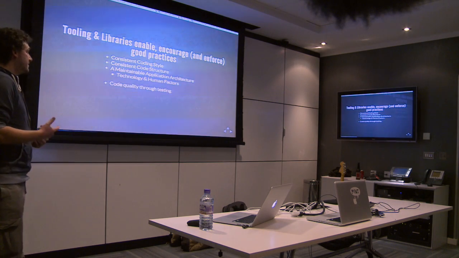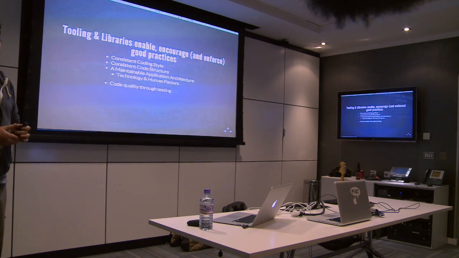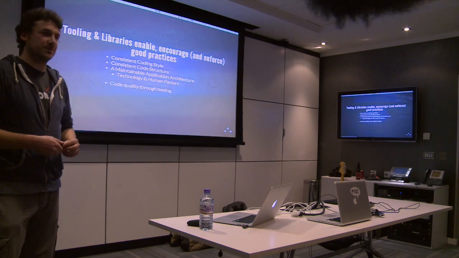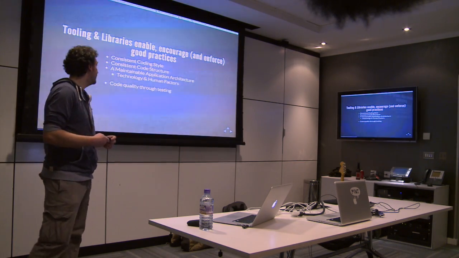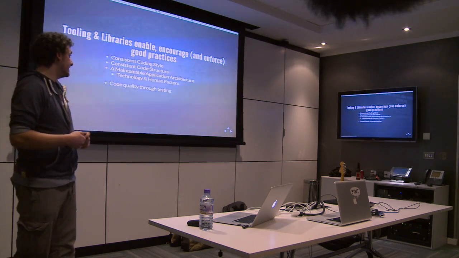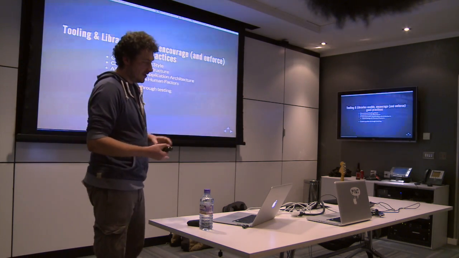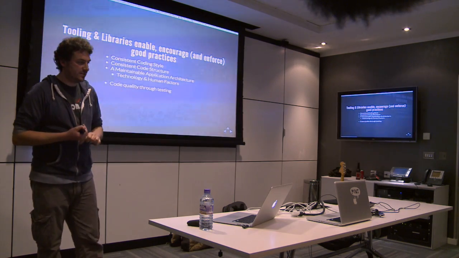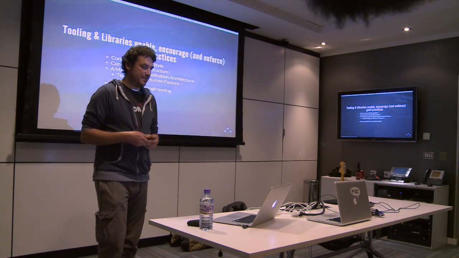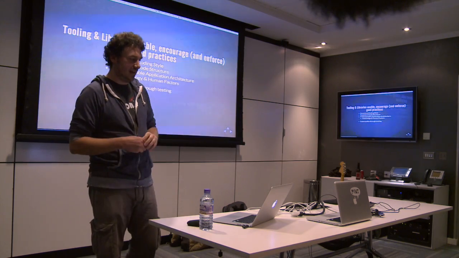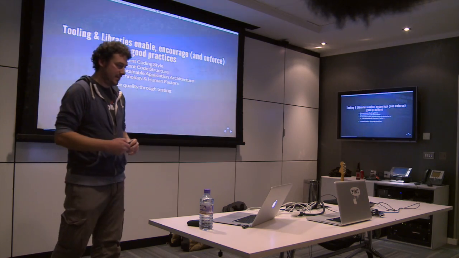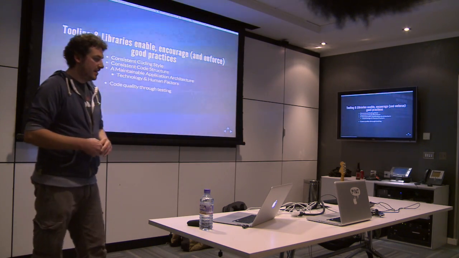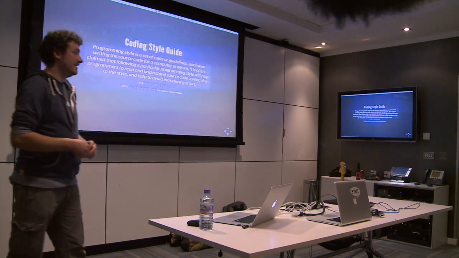So the tooling and the libraries enable, encourage, and in some cases enforce, because you need to have a set of rules in place and stick by them sometimes. It's nice to have flexibility, but sometimes things do need to be enforced. These good practices. So the things that I'm going to go into are coding style, code structure, building that maintainable application by providing that foundation, that takes into account both the technology but also the human factor, things like asset structure, and then code quality through testing.